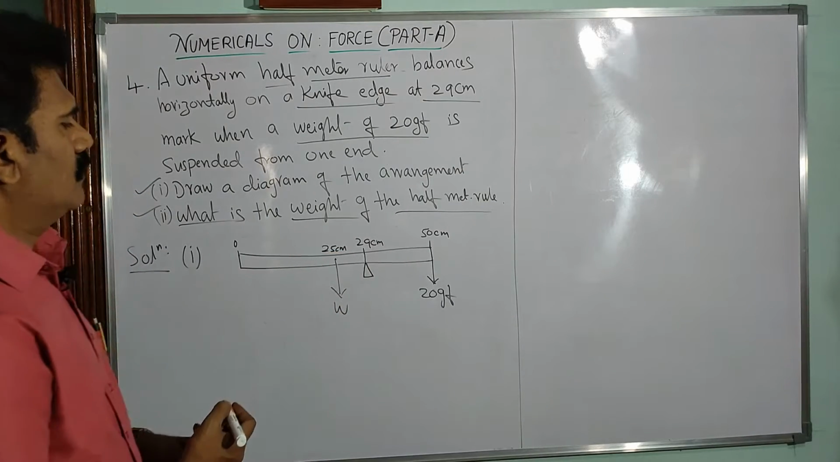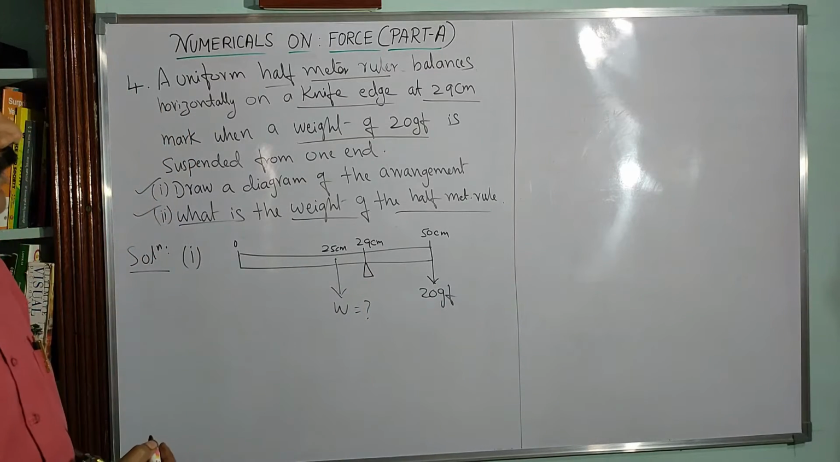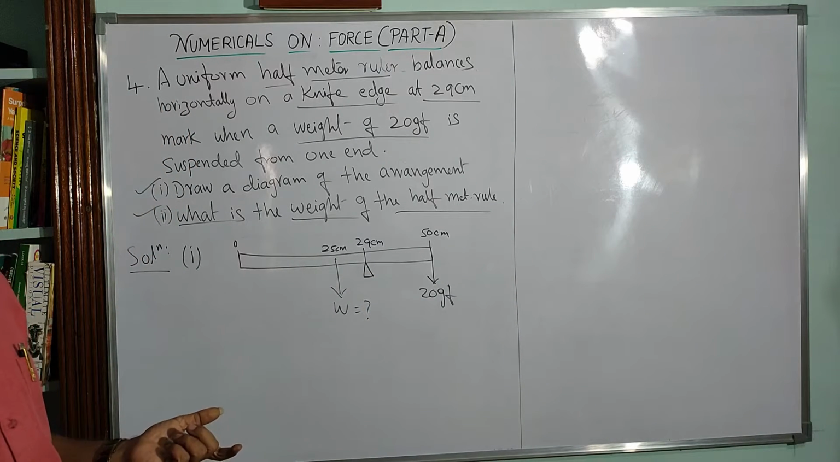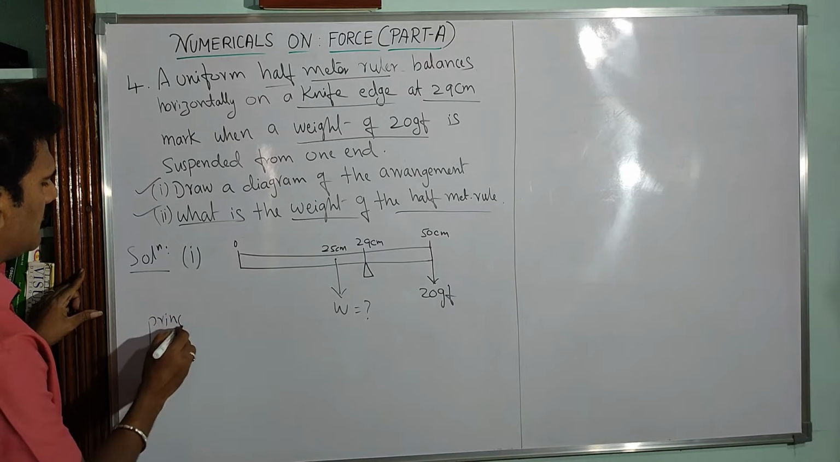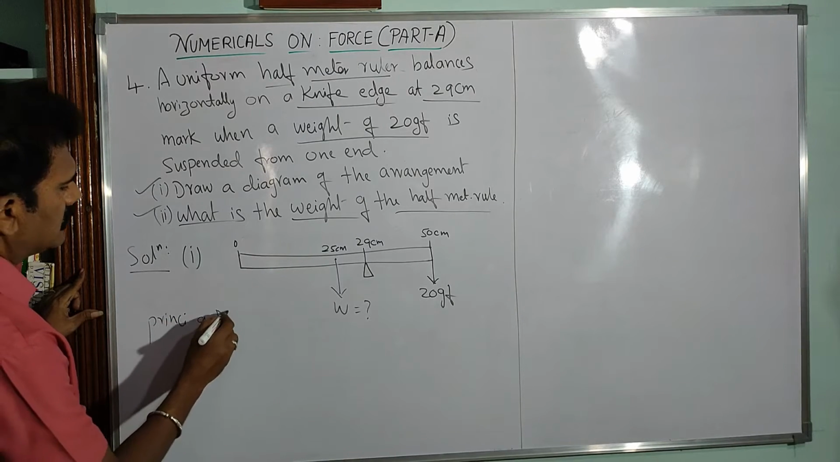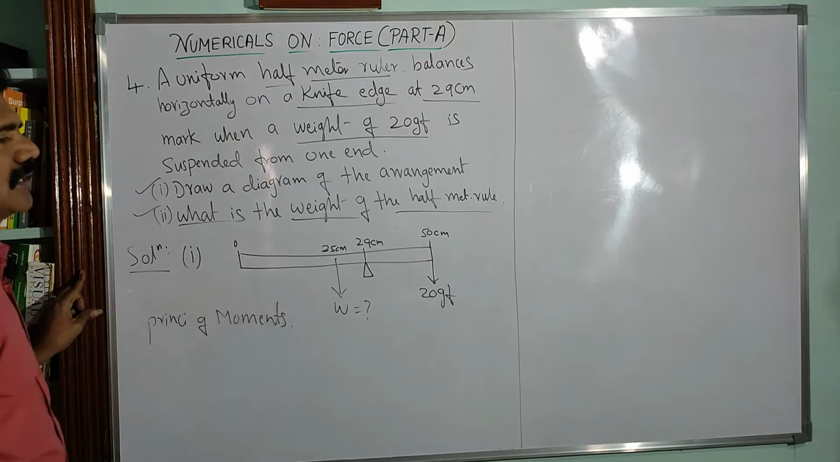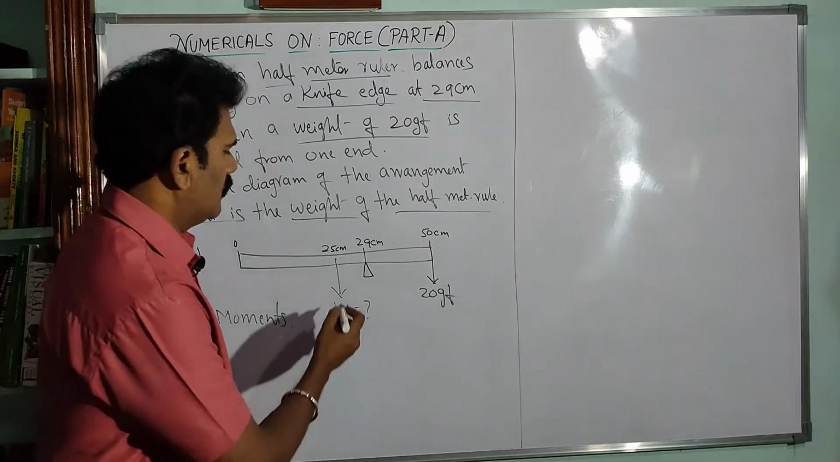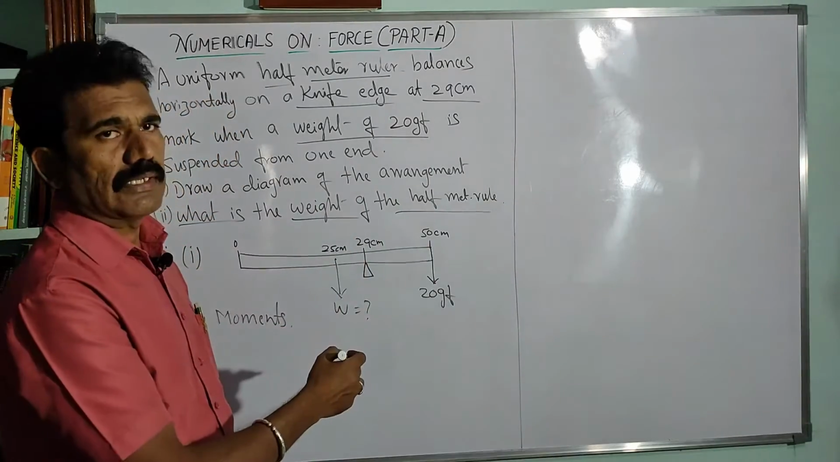Okay, now to find this unknown value W, we have to apply the principle of moments. That's it. So what is the principle of moment? According to the principle of moment, because there are two moments here. One is the moment due to W. Okay, it is acting in the anti-clockwise direction, right?